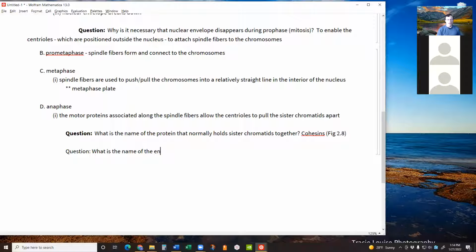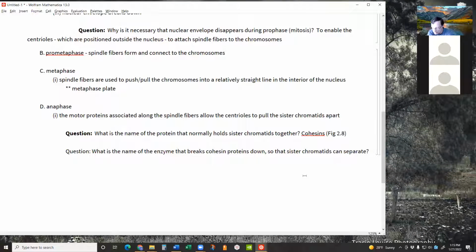What is the name of the enzyme that breaks cohesin proteins down so that sister chromatids can separate? This is something that we have not talked about during our lecture time. Anybody know from a previous course?